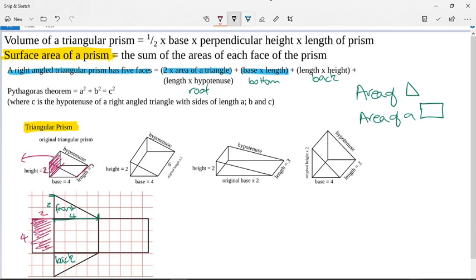Okay, now have a look at the bottom here. Can you see the bottom that the prism is sitting on? This bottom must be this one over here.